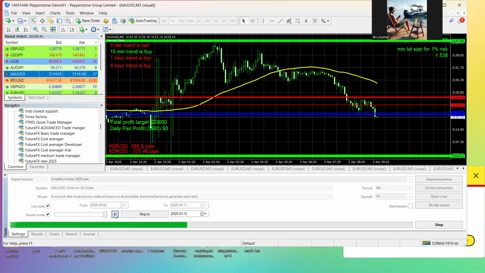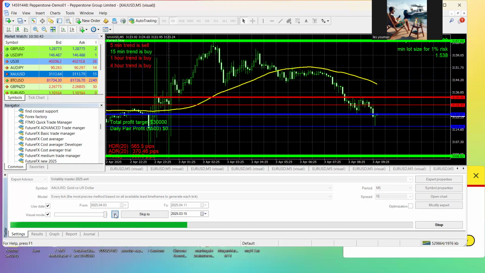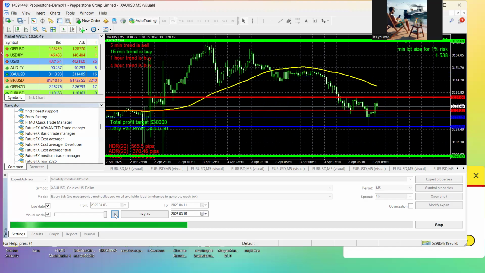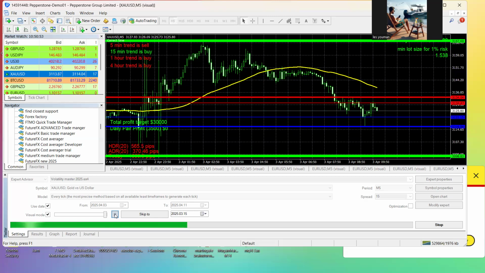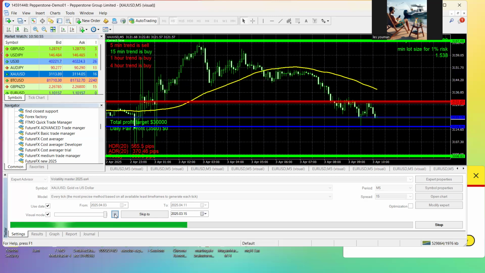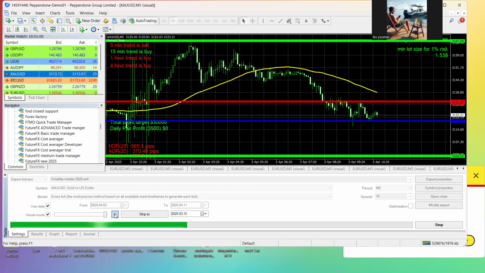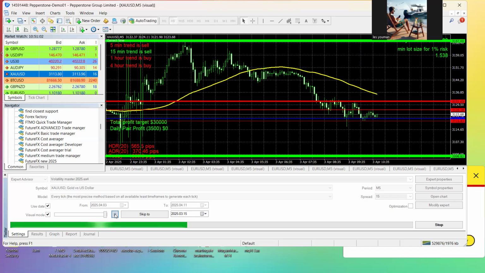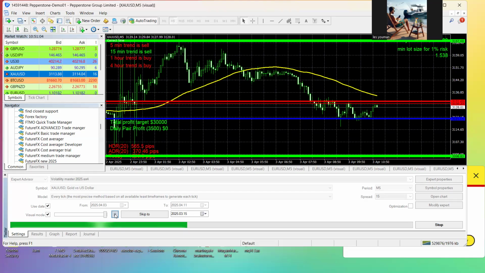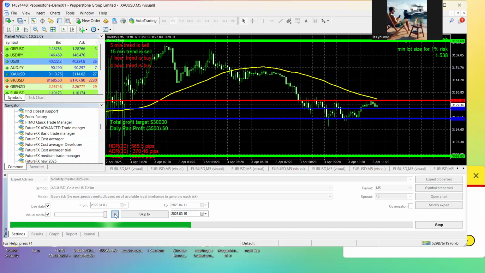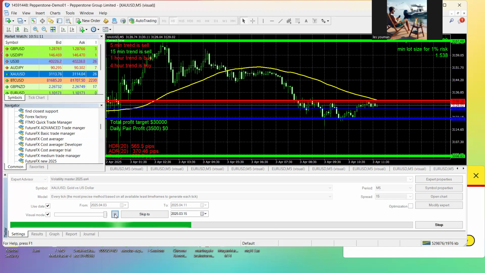Now, to use even a good software like Volatility Master correctly and get the very most out of it, there's still a bit of a learning curve. You've got to start to learn what all the different settings mean, how they can be adjusted, when and why they should be adjusted. Not as big a learning curve as there is to actually learning to manually trade yourself, but there is still a learning curve there if you want to get the very most out of it.